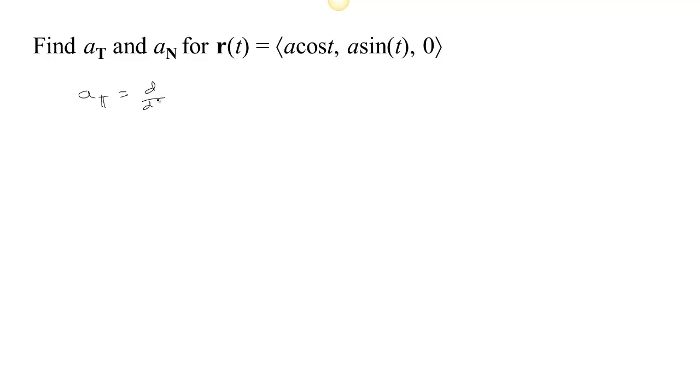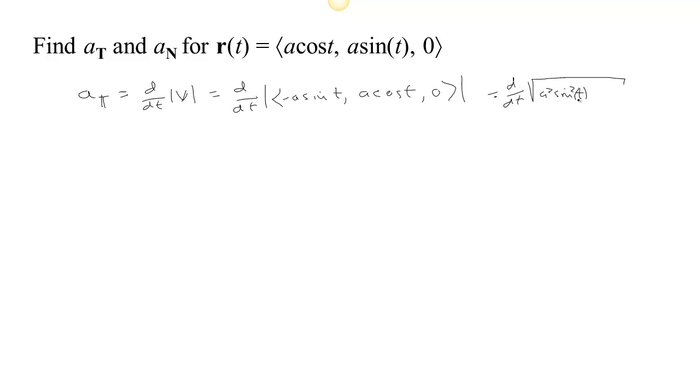Remember, the tangential component is the change in the speed, which would be the derivative with respect to t of the length of the velocity vector. The velocity vector here is minus a sine t, a cosine t, and 0. So this would be d/dt of the square root of a squared sine squared t plus a squared cosine squared t.